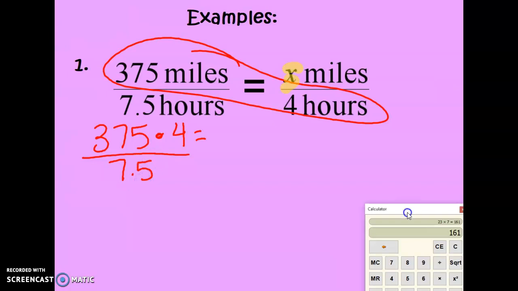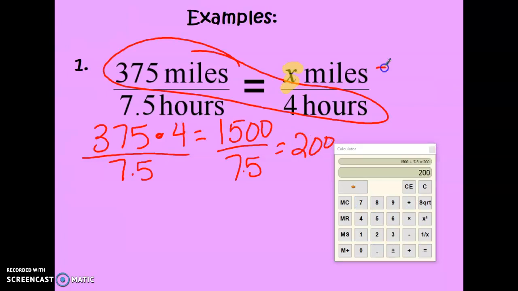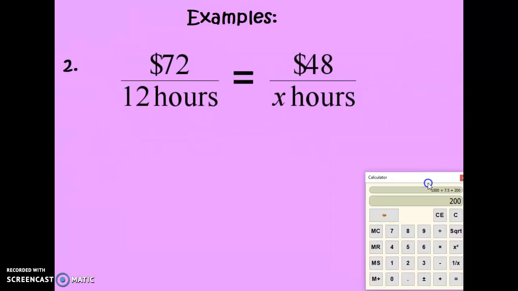7.5. Okay, so 375 times 4 gives me 1,500 divided by the 7.5. I get 200 miles to travel 4 hours. Okay, here's our next example.